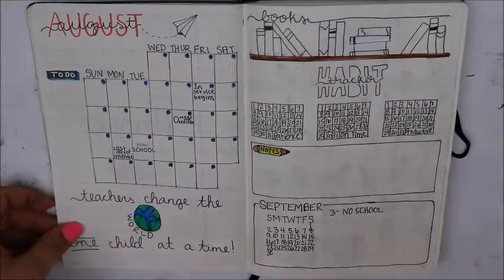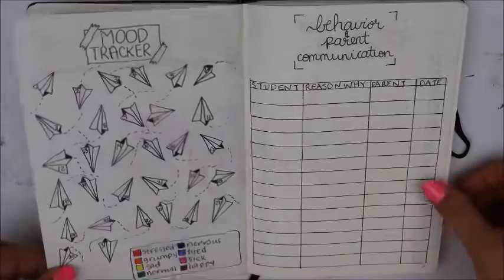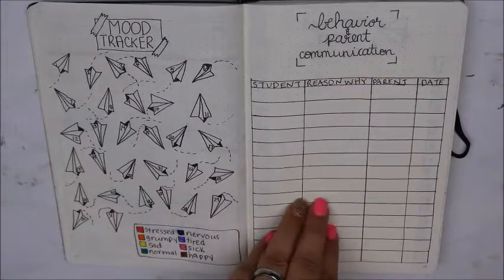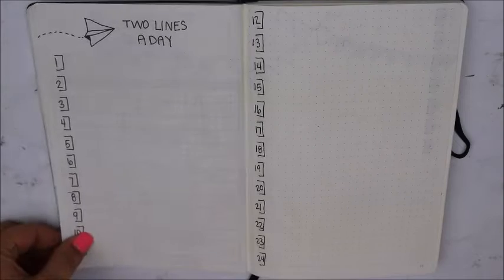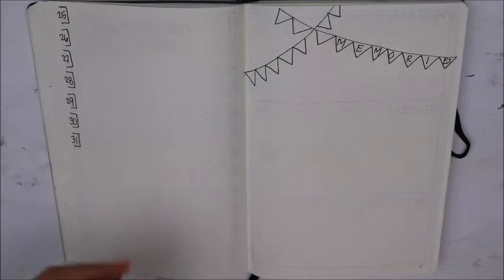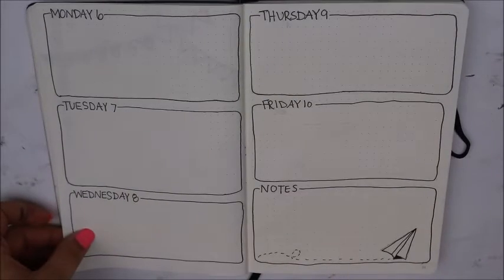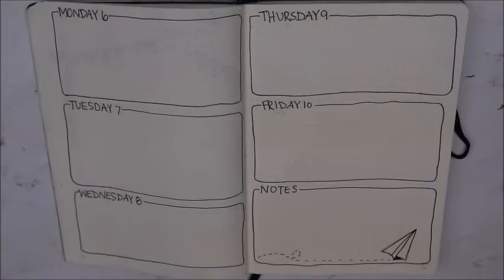So I'm flipping through to show you how it all turned out. So that was my cover page. This is my monthly overview, my calendar, my mood tracker, my communication log, my 2 lines a day, the extra, and I'm pointing because I don't know what to do with that, my memories with my students. I'm going to add pictures there, and then my first weekly.